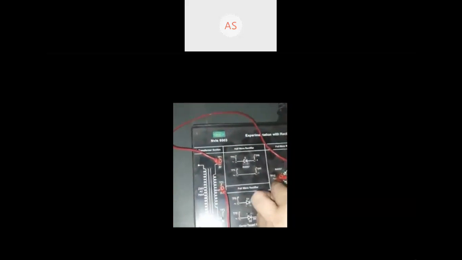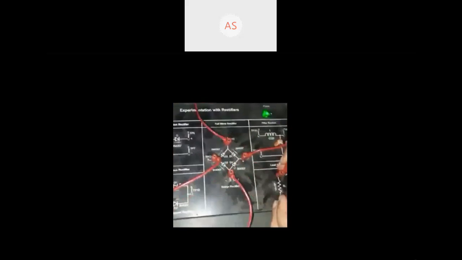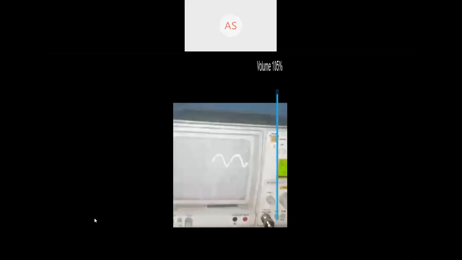Good morning, students. Today we will perform the experiment of the bridge rectifier. In this rectifier, we connect this 9 volt between these 2 points, and these 2 points are connected through a resistance R. Then we see the input waveform.